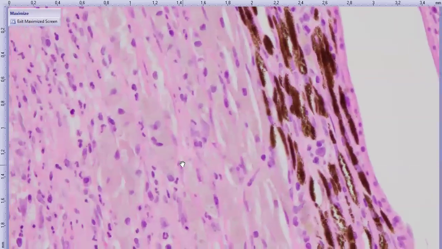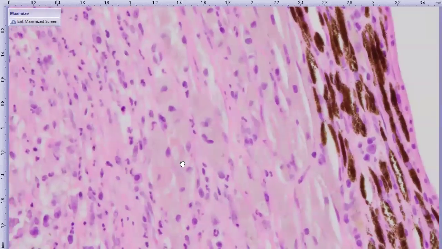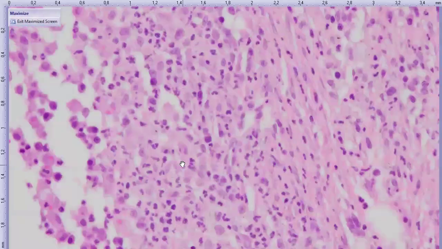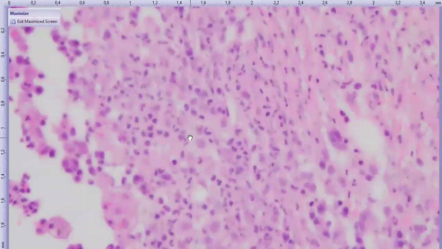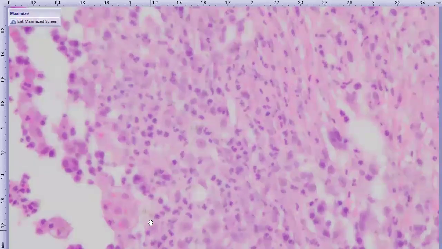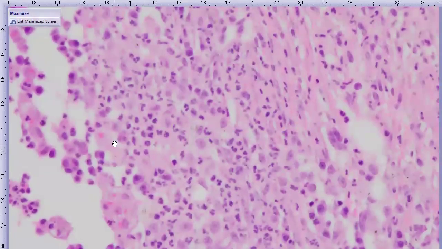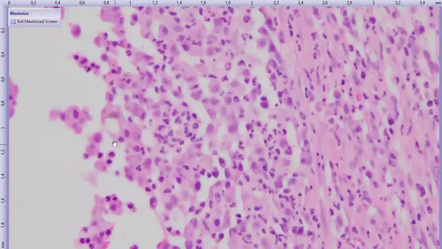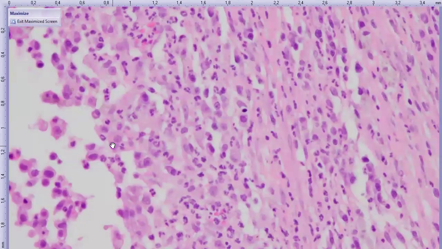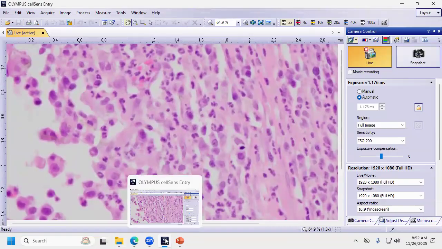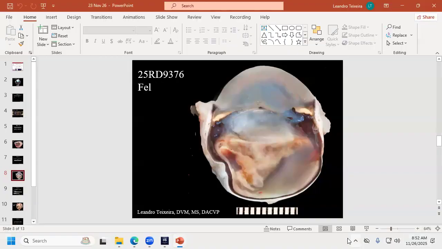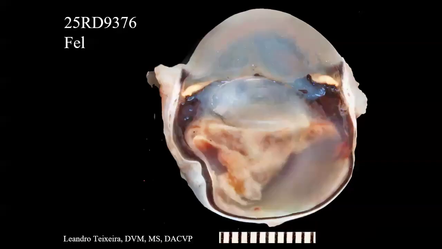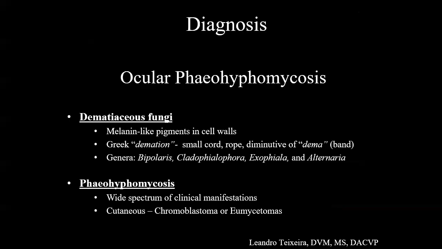You might be tempted to think that this is part of it because it has the same color, but this is just the tapetum of this cat. I think there were a few pigmented hyphae. You can see here in cross sections, sometimes inside some macrophages in the choroid, which suggests that's where they're coming from. So we diagnose a systemic infection with a pigmented fungus, a phaeohyphomycosis. So, ocular phaeohyphomycosis.